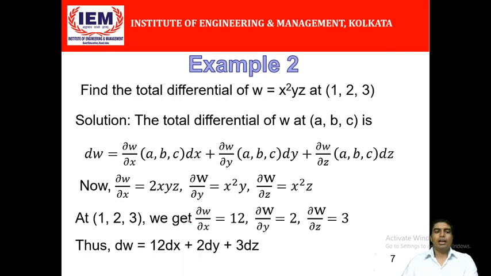So at this point I'll get ∂w/∂x equal to 12, and ∂w/∂y equal to 3, and ∂w/∂z equal to 2. Now ultimately I plug all these values into the given equation. I'll get the total differentiation of this function: dw equals 12 dx plus 2 dy plus 3 dz.